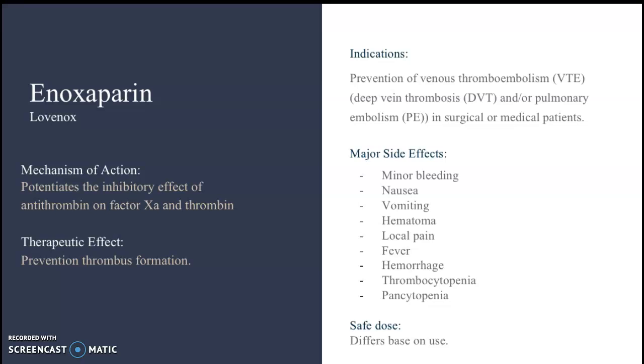The safe dose differs based upon the use. For instance, if you're giving the medication subcutaneously for prophylaxis, you'll administer 30 milligrams every day for 7 to 10 days. If you're doing subcutaneous for treatment, you'll give 1 milligram per kilogram every 12 hours or 1.5 milligrams per kilogram per day. IV, you'll give a 30 milligram bolus followed by subcutaneous doses.